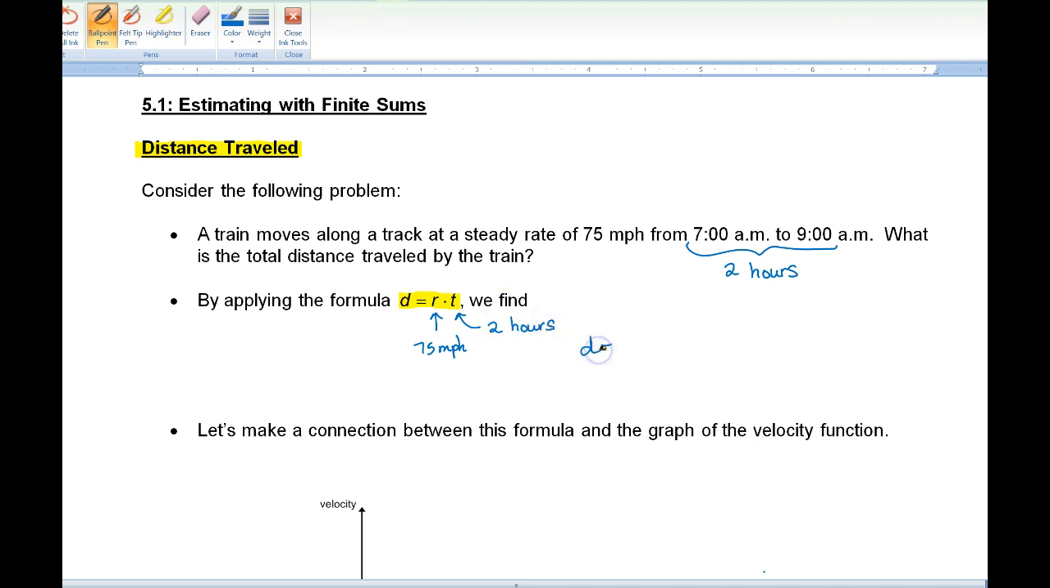So when we apply that, our distance, so we have 75 miles per hour times 2 hours. Notice the hours will cancel, and we're left with 150 miles.